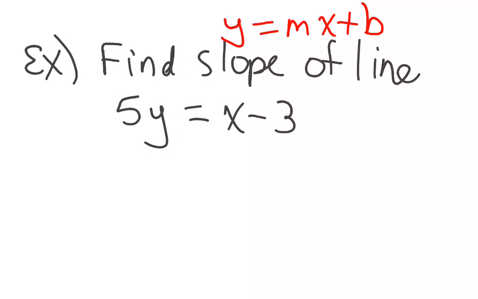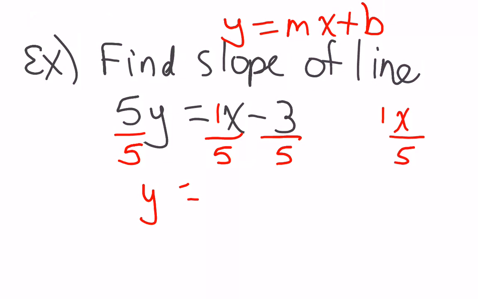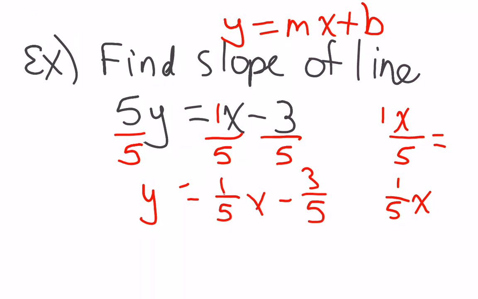In this case, we're not quite there. We have a 5 with the y, so we have to get rid of the 5. In order to get rid of the 5, it's multiplied, so the opposite would be divide. We're going to divide every term by that 5. 5 divided by 5 is 1, so 1y. Remember there's a 1 here, so if I have x over 5, I can rewrite that as 1/5 x to make it easier. And then negative 3 divided by 5 doesn't go in evenly, so we're going to leave it as a fraction, negative 3/5.